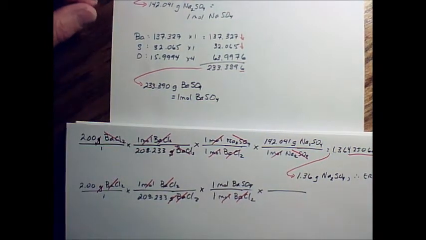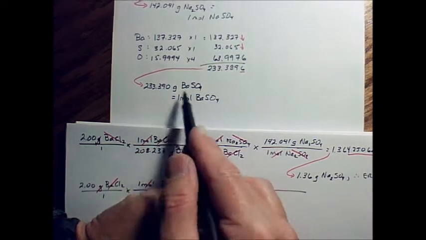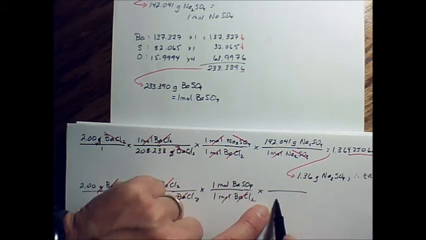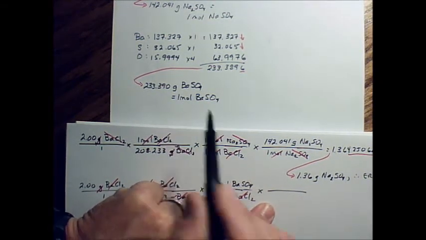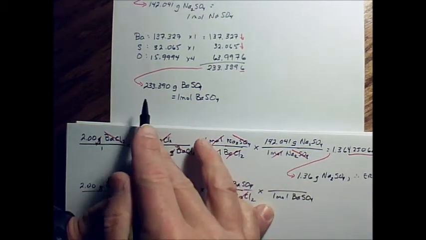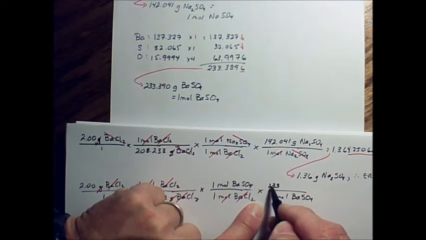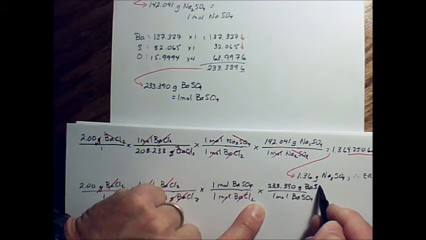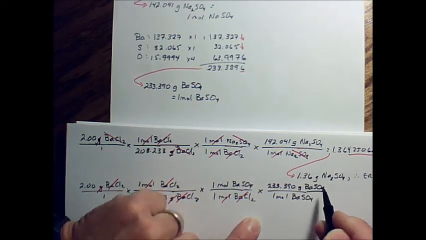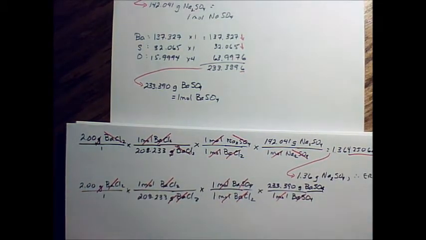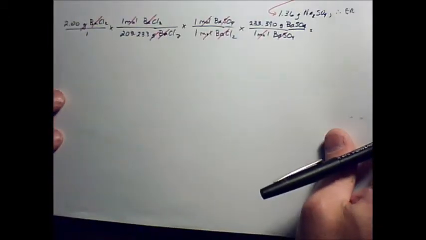All right, now we're ready to use that information for this conversion unit. I've got moles of barium sulfate on the top here, so what I need on the bottom here are moles of barium sulfate. That's 1 mole there of barium sulfate. And then on the top, we're going to put the 233.390 grams of barium sulfate. And we're going to cancel the units and species. And plug the numbers in the calculator. Alright, let's do it.